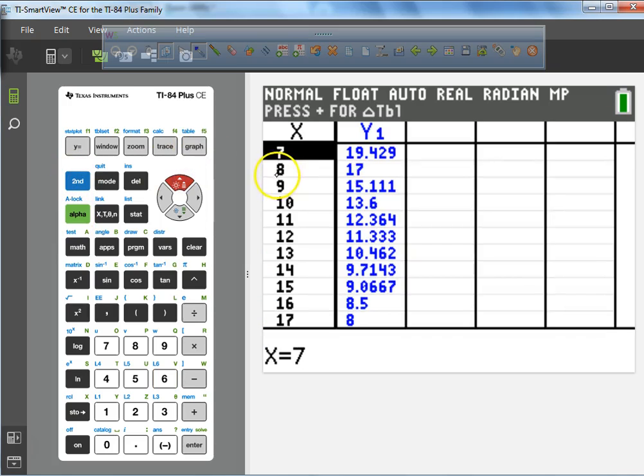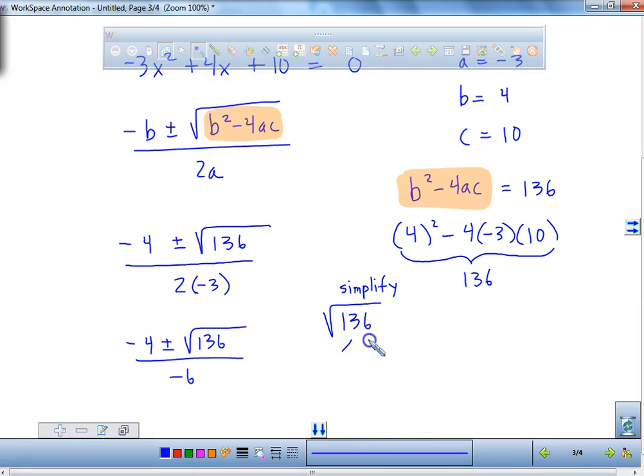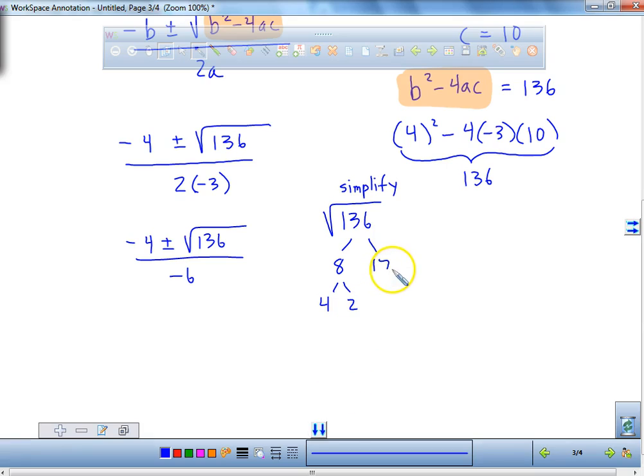Alright? Got 8 and what? 8 and 17. That works, right? Let's go ahead and put them right there. Let's break it down into an 8 and a 17. 8 breaks down to a 4 and a 2. 17 just breaks down to 17 and 1.